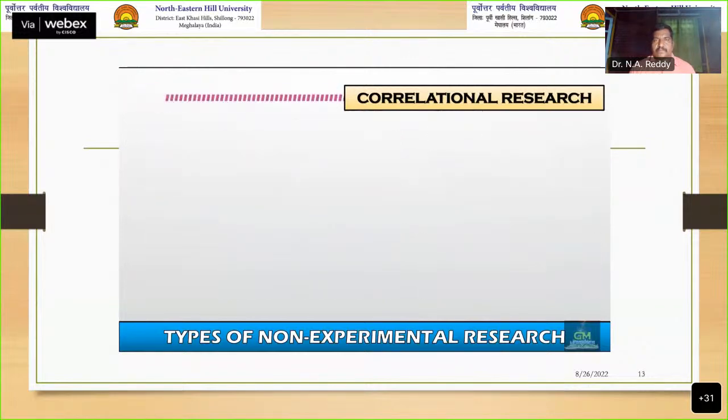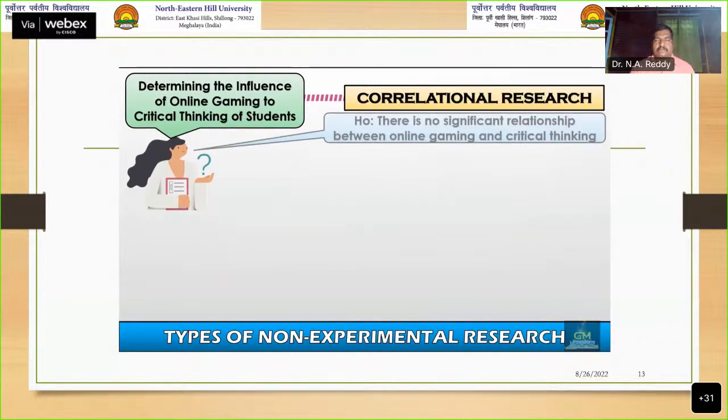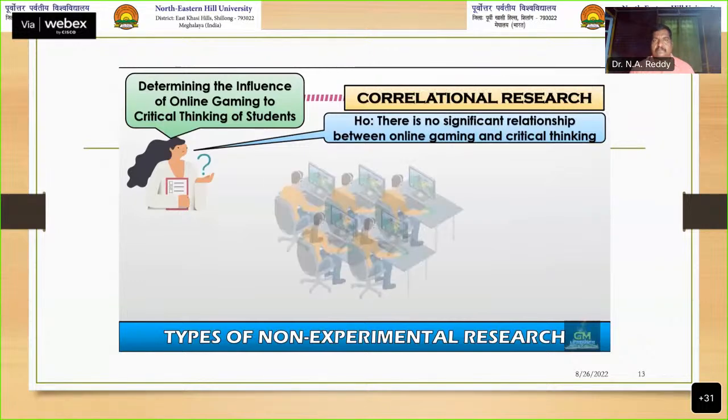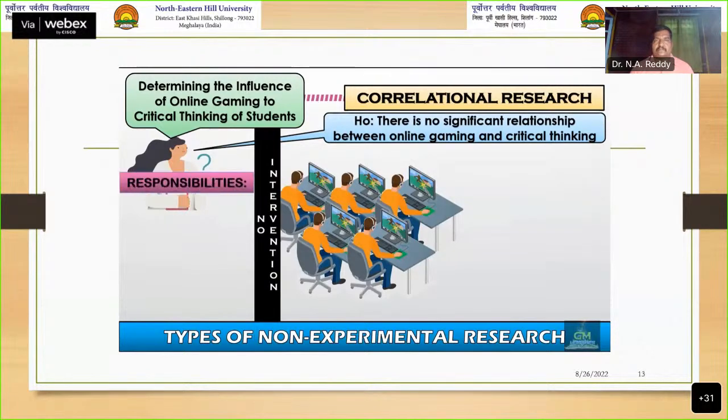Let's consider this example wherein a researcher wants to determine the influence of online gaming to the critical thinking of students. In her study, she hypothesizes that there is no significant relationship between online gaming and critical thinking. In order to conduct this particular research, the researcher needs to find online gamers which will agree to become participants in her study.